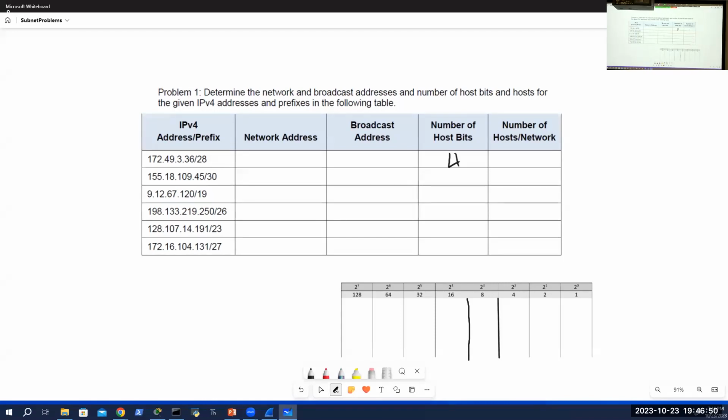How many hosts can we actually put on that network? There's 16 addresses, but we can only use 14 of them, right? Because we can't use the network ID address, and we can't use the broadcast. So that brings us to the next question.